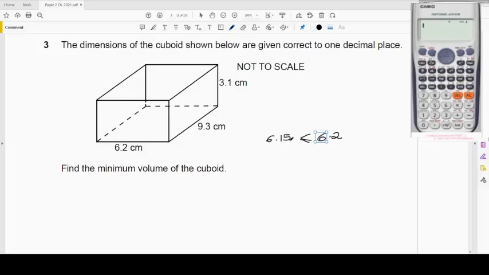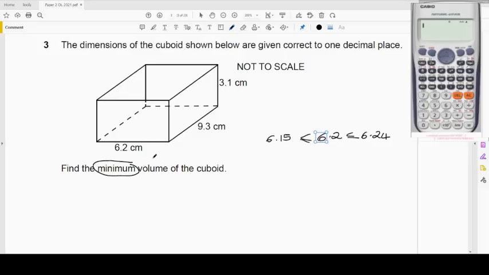6.15. So we know that if we want to round it up to 1 decimal place, you look at the second decimal, and then if it's 5 or more, then this number you add 1 to it. Or it could have been 6.24. That is the range, because if I have a 4 here, 4 is less than 5, then I would just drop the 4 and then leave it as that. Now what we want to find out is the minimum volume.